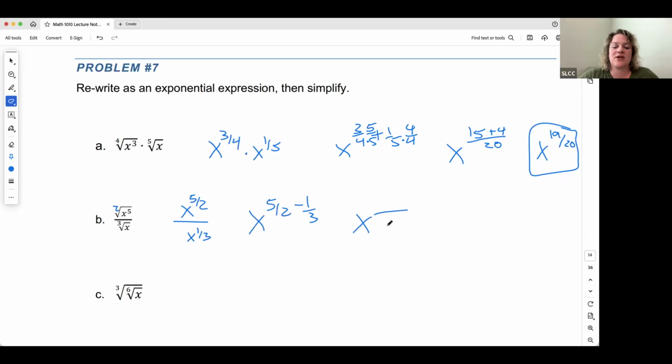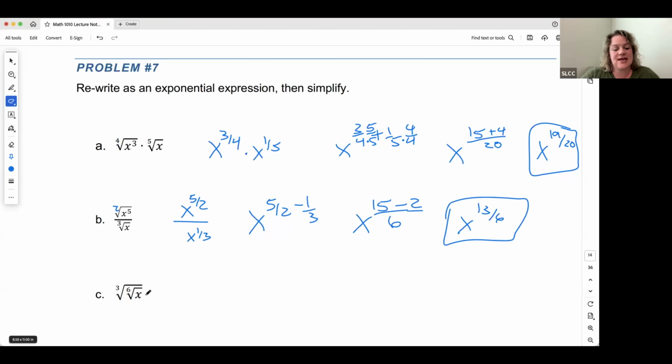Again, common denominator of 6. Fix the numerators. You could also say, hey, what am I missing? I've got a 2. How do I get to 6? I'm missing a 3. So 5 times 3. And then what am I missing here? I'm missing a 2. So then 2 times 1. 15 minus 2 is 13. So now I have x to the 13/6. I could change it back to radical notation, but you don't need to.